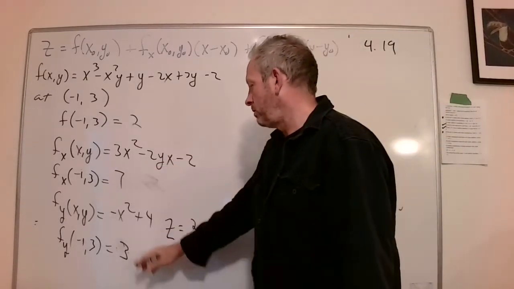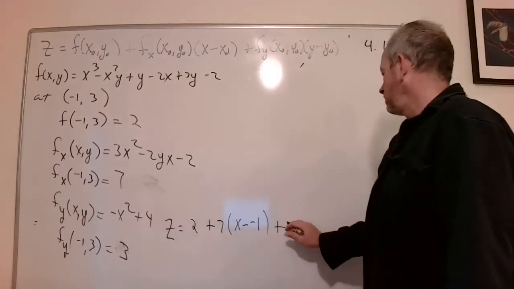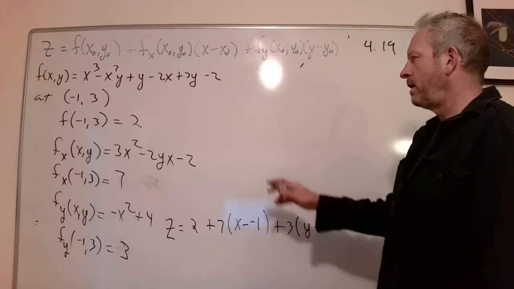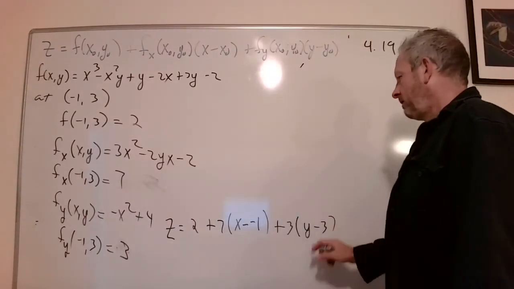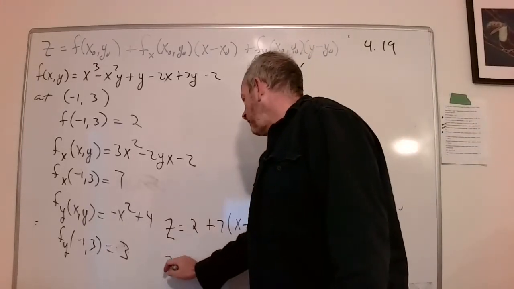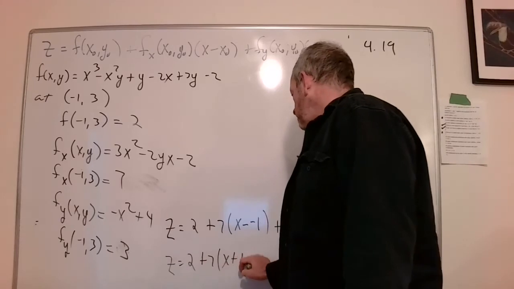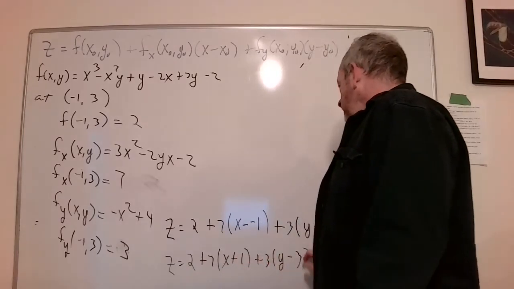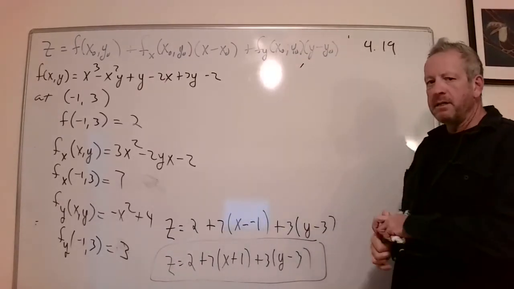We did that, down here, 3. And then times y minus y naught, which was 3. And we should simplify this if possible. I suppose 2 plus 7 times x plus 1 plus 3 times y minus 3. There's the answer. So oddly easy to do.